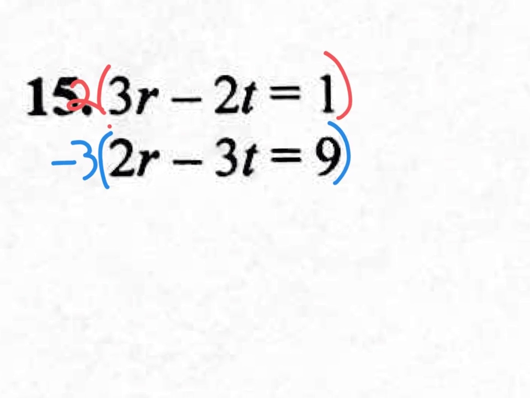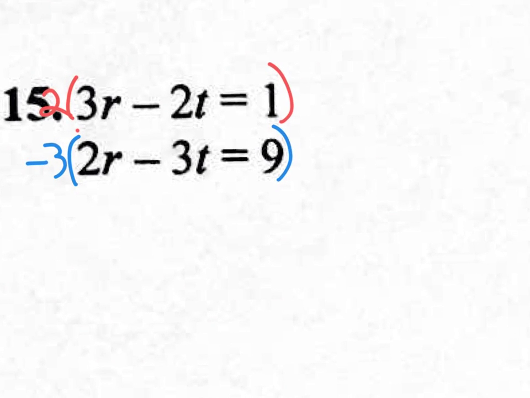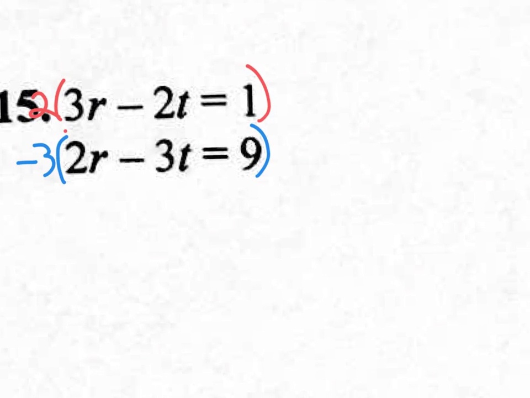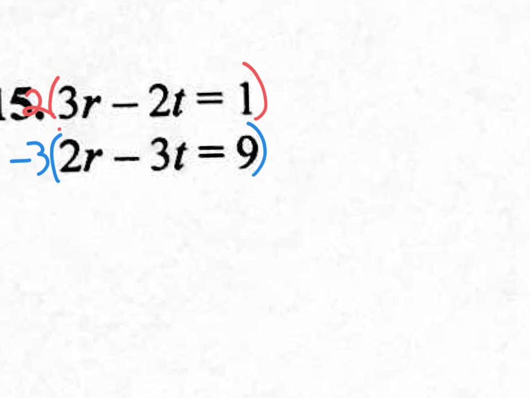You put the number that you're going to multiply the entire equation by, and you put it in parentheses. And then I would just show my work, or rewrite the equation on the side. 2 times 3 is 6, and that's with the R. Then you have 2 times negative 2, that's minus 4 with the T. And then you have 2 times 1, which is 2. So there's my top equation after modifying it by multiplying it by 2.